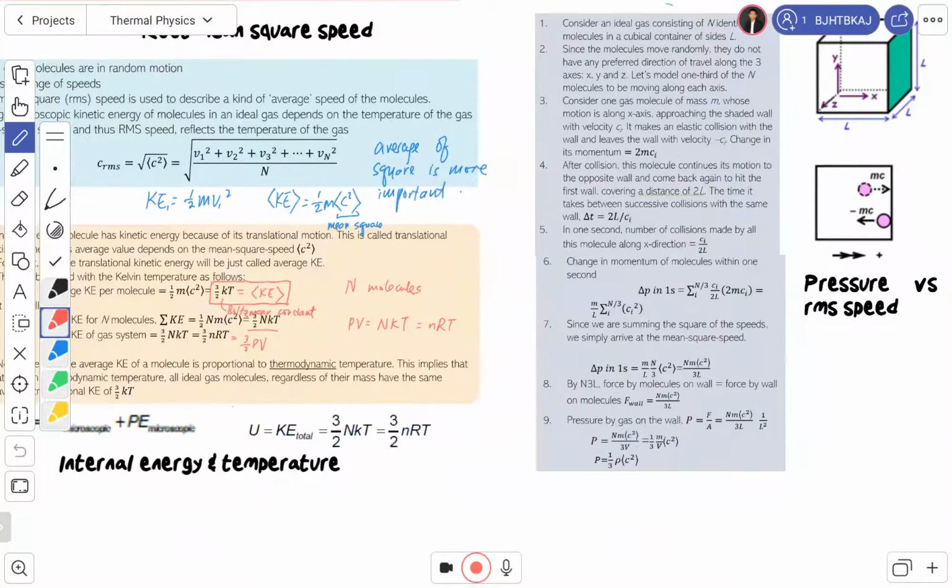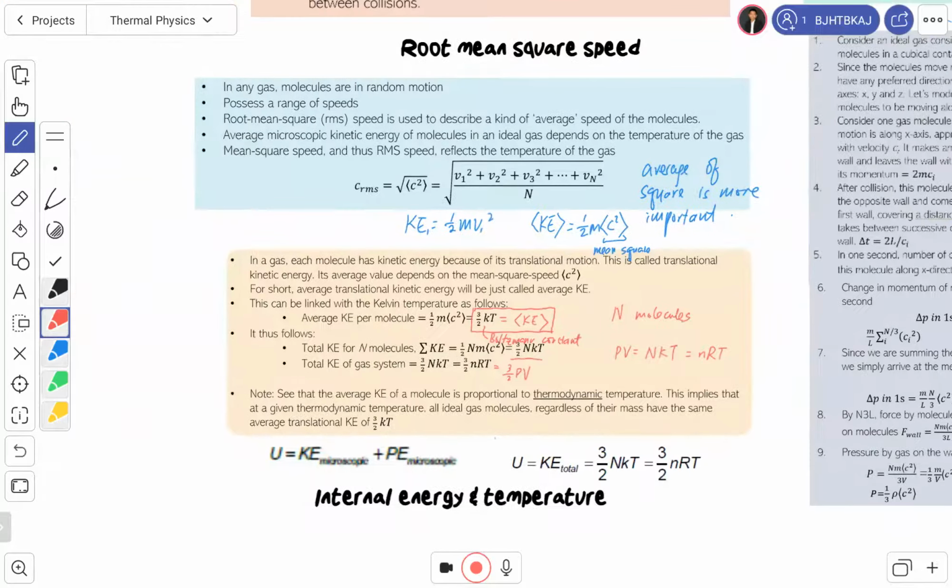Any questions at this point? Oh, I forgot to mention the last line here outside the box. You see, internal energy of a system. This is an important idea. Internal energy of a system is the sum of the microscopic KE and the sum of the microscopic PE.